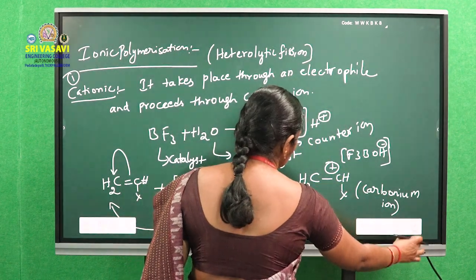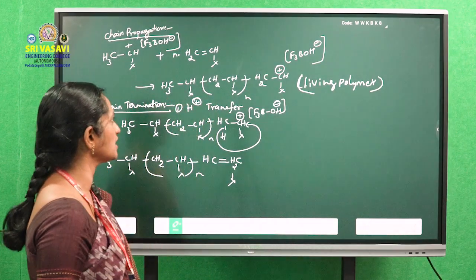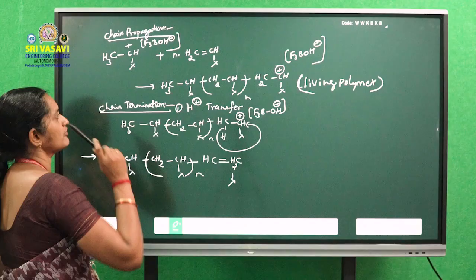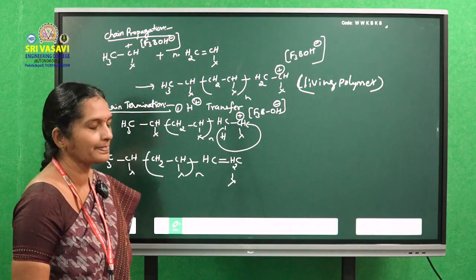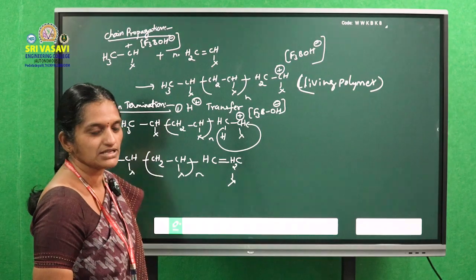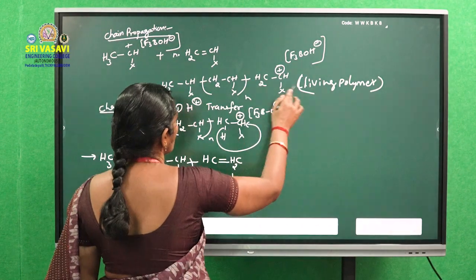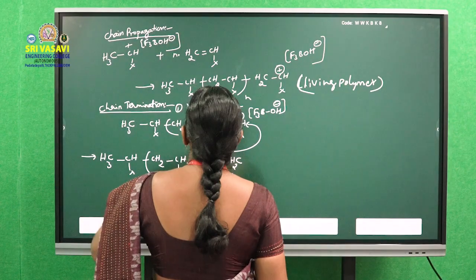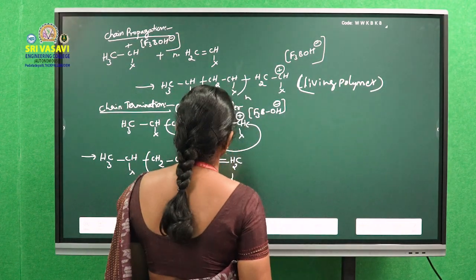After this chain initiation, chain propagation takes place, which means this carbonium ion reacts with n number of monomers to form a living polymer. How many monomers you want, you can add. So this is the living polymer. This is the chain propagation step.